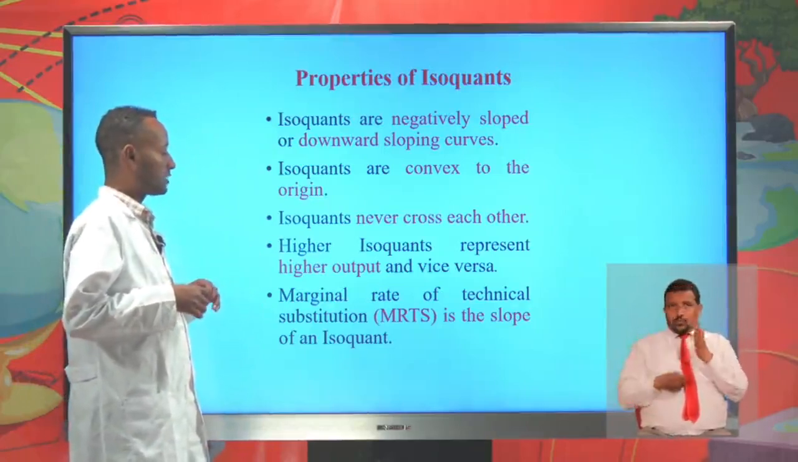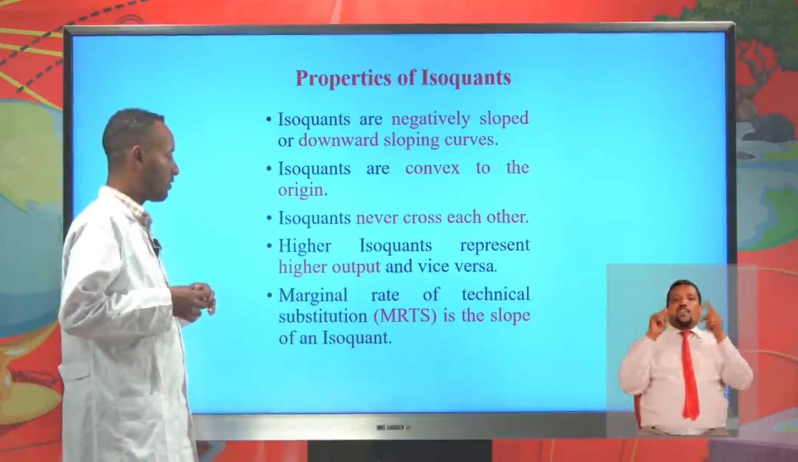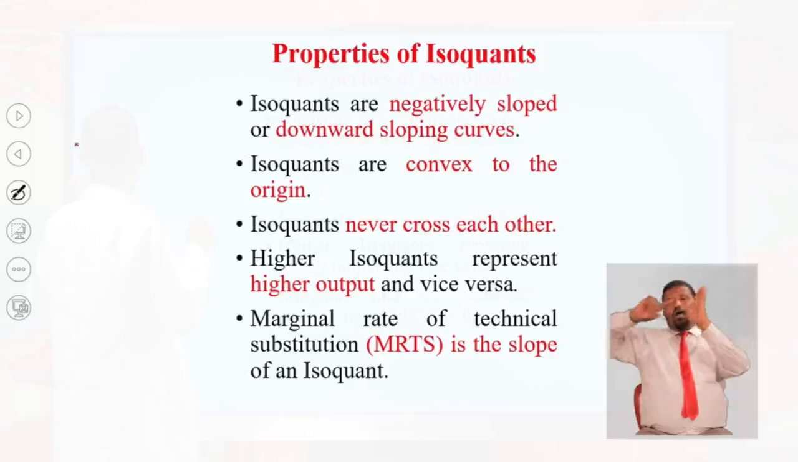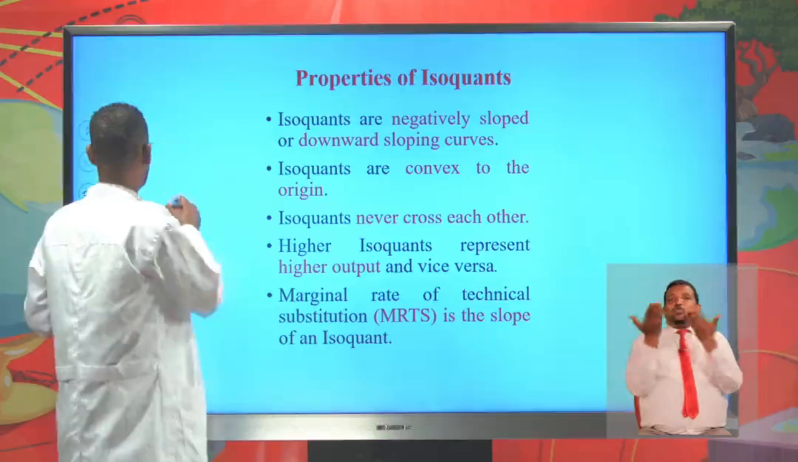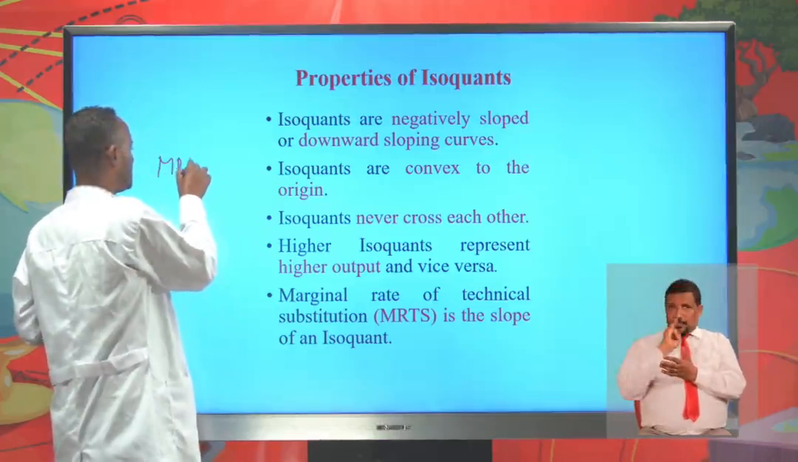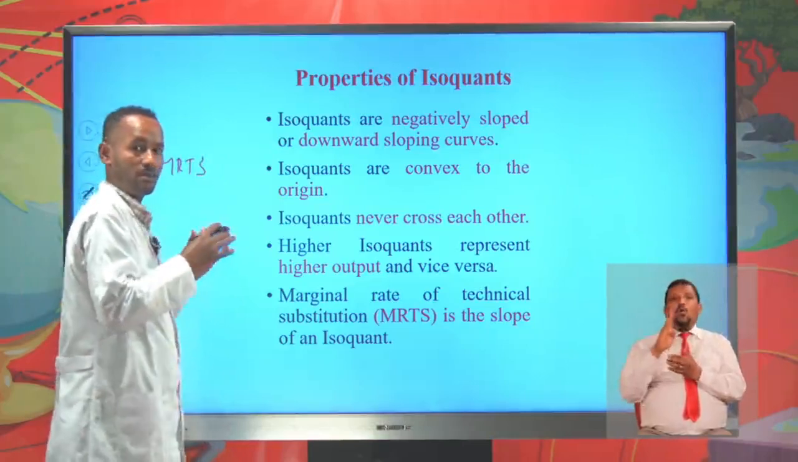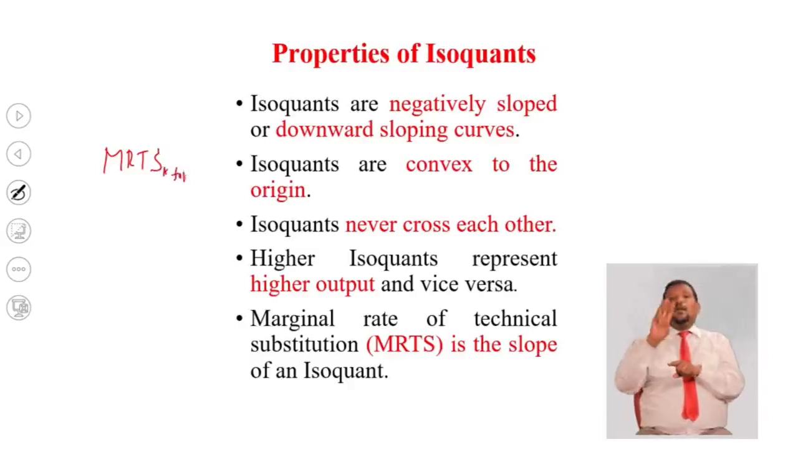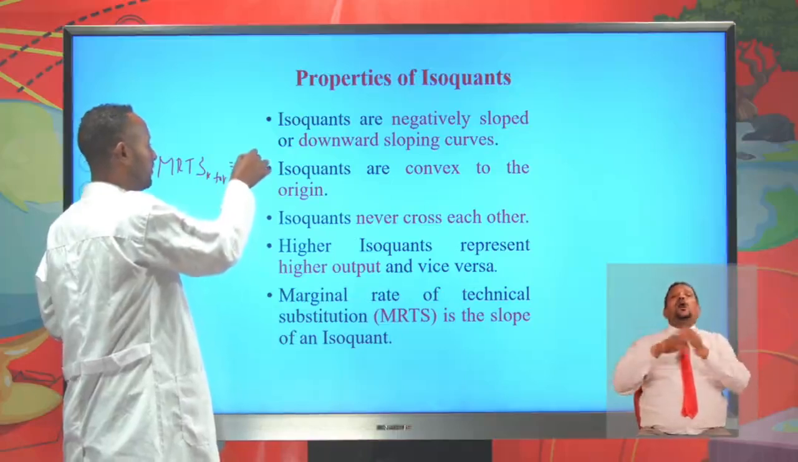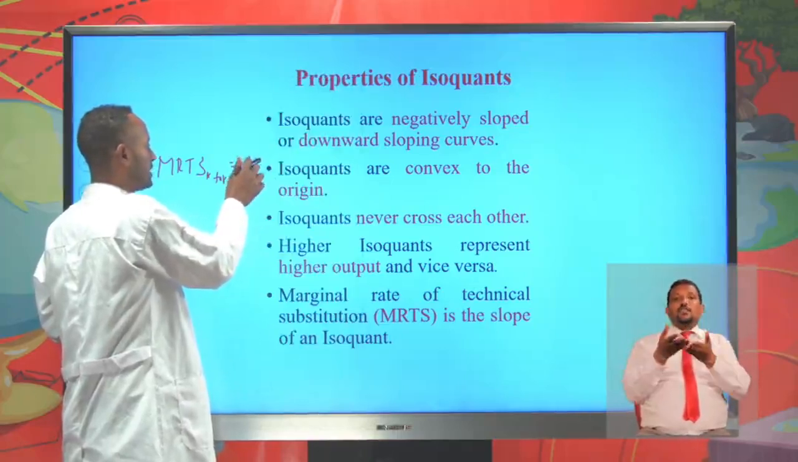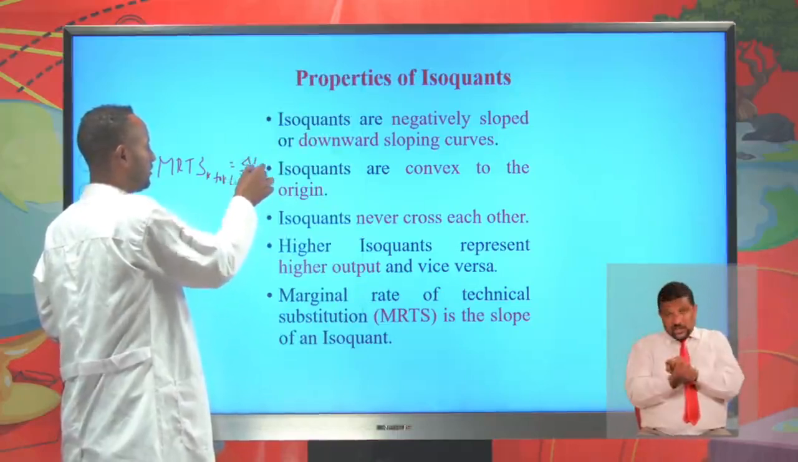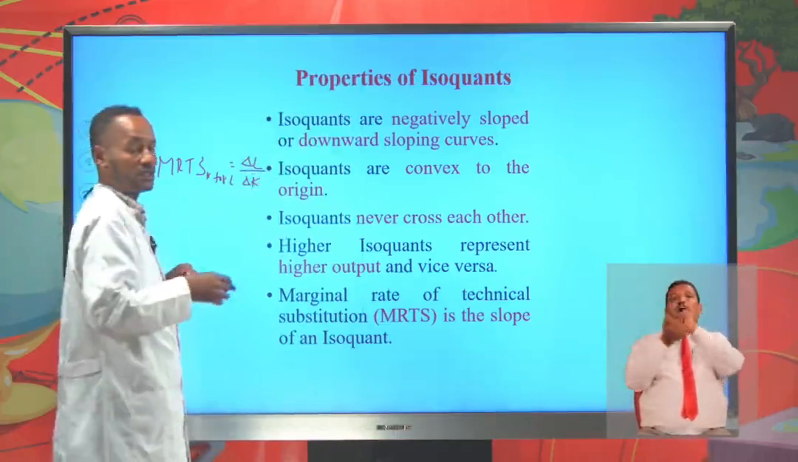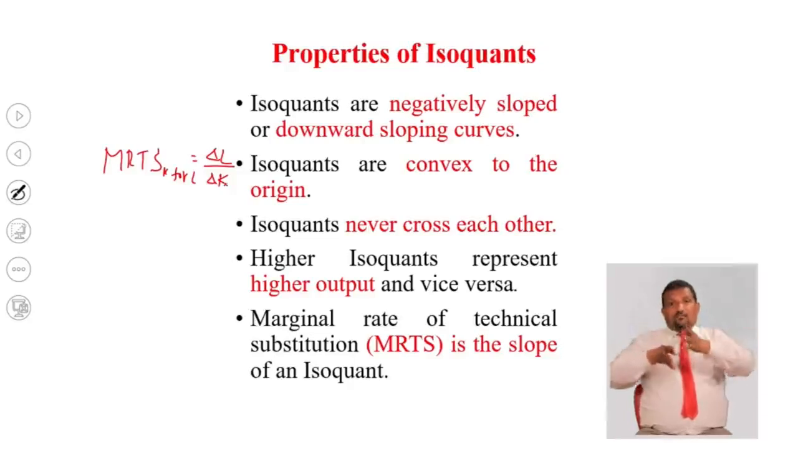And finally, the marginal rate of technical substitution is the slope of an isoquant. That means the marginal rate of technical substitution, MRTS, is the rate by which one variable input is substituted for another on the same isoquant. The MRTS of capital for labor is calculated by changing the amount of the variable input that is given up, which is labor, and changing the variable input capital that is gained, which is tractor or capital.